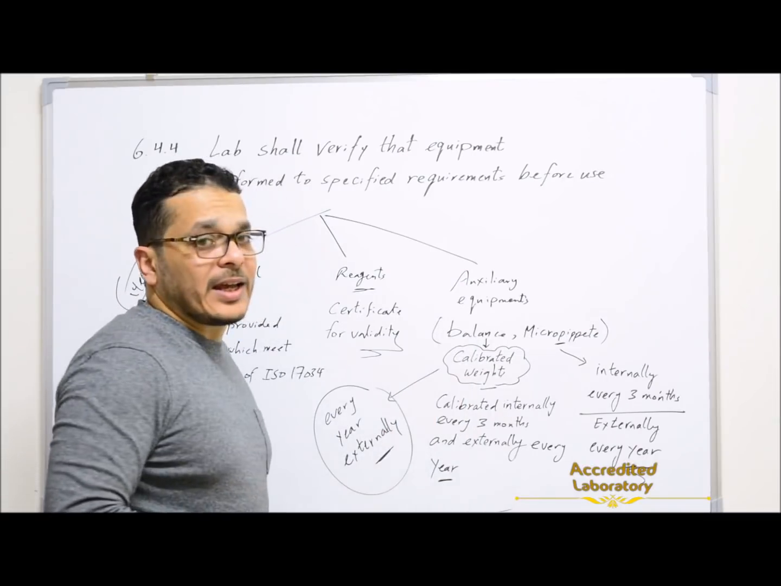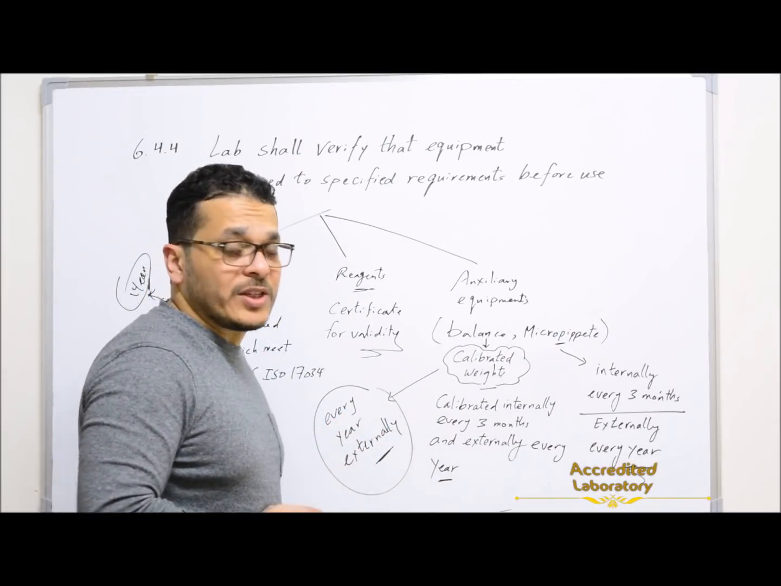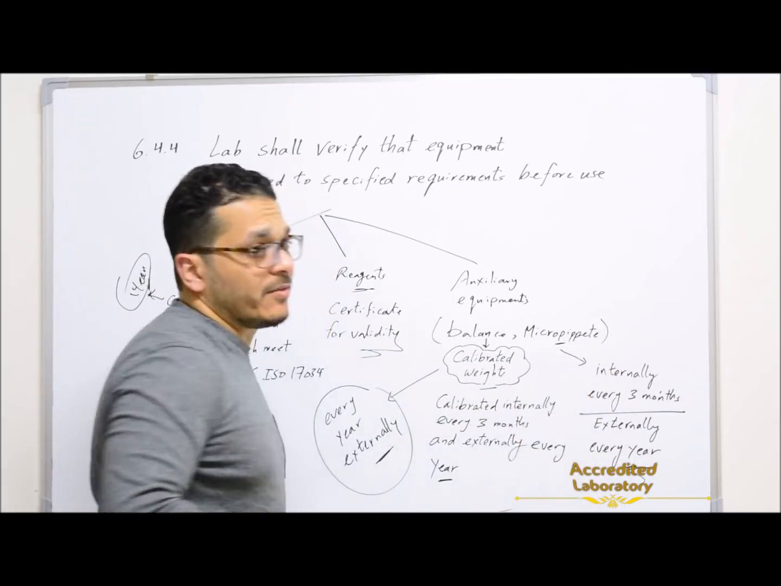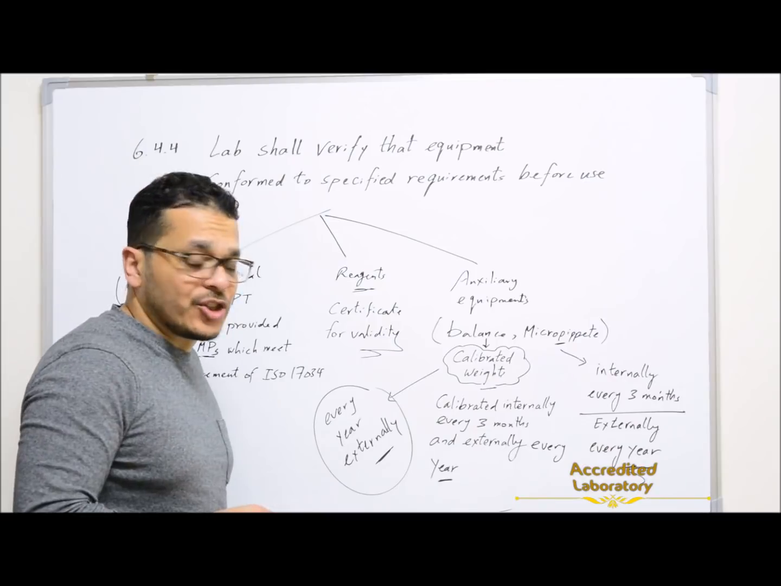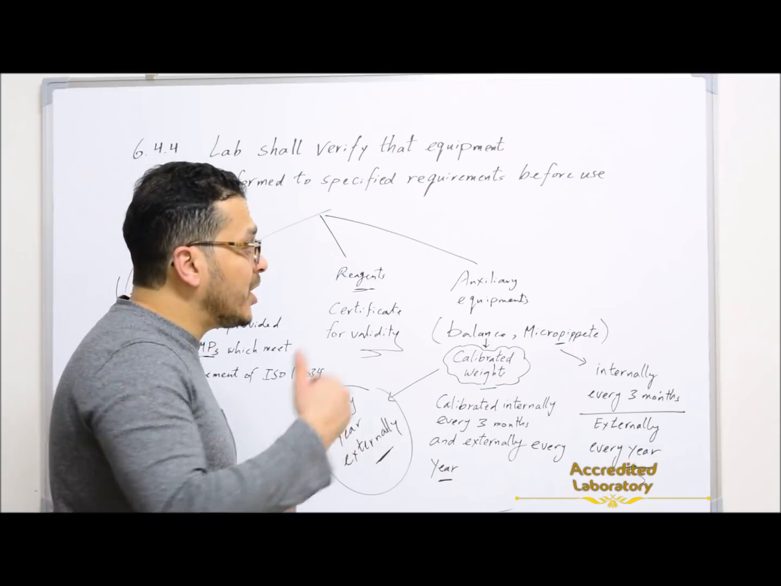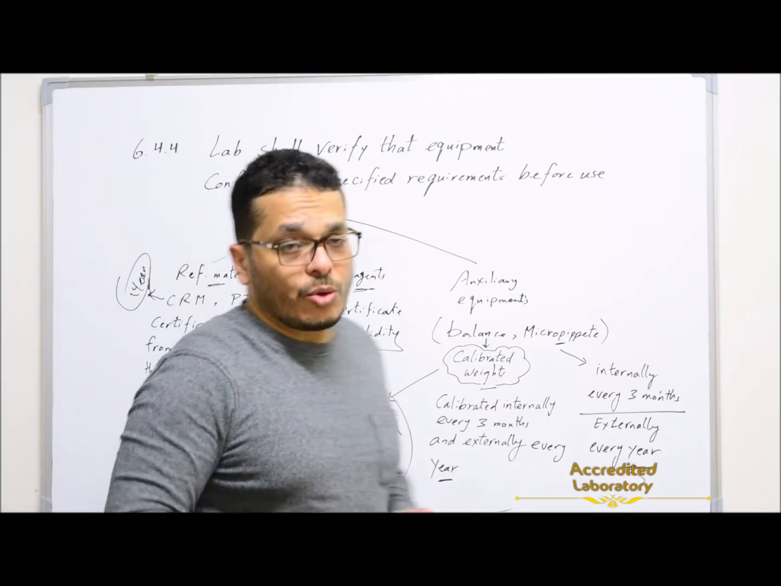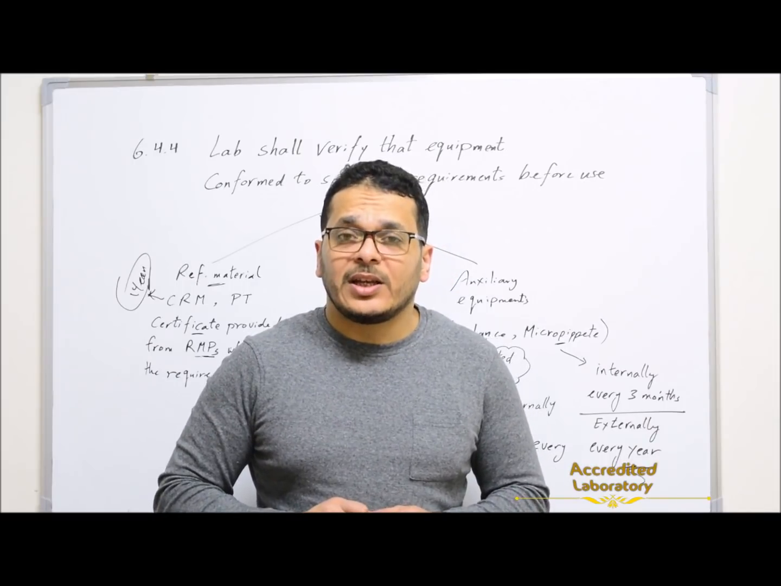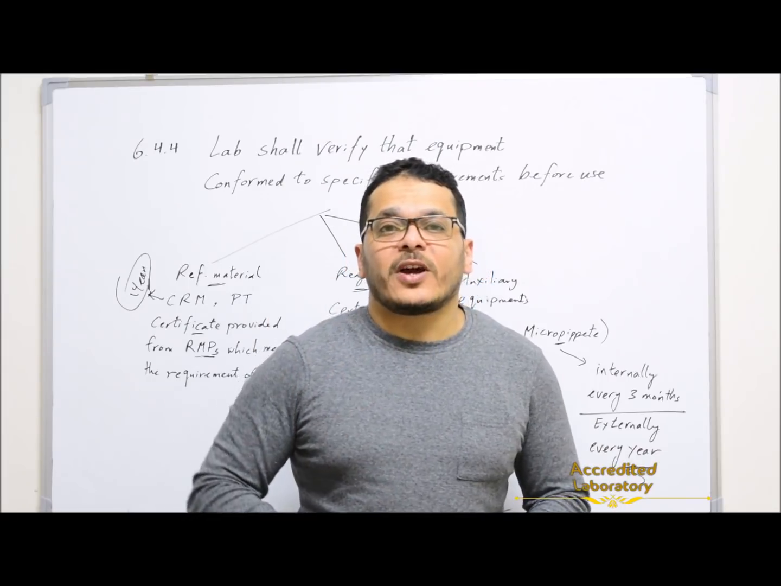The balance will be calibrated by calibrated weights every 3 months to ensure its accuracy. Micropipettes will also be internally calibrated every 3 months. And every 1 year, they will be calibrated externally in a calibration lab to ensure the validity of these auxiliary equipments for another 1 year. So there is internal and external calibration. All equipments, as mentioned in ISO 17025:2017, should be verified before use because they will affect the final result.